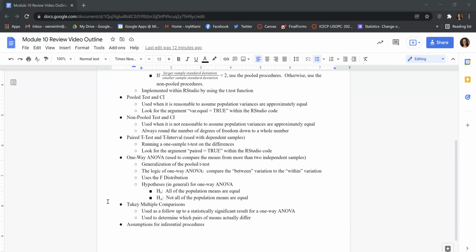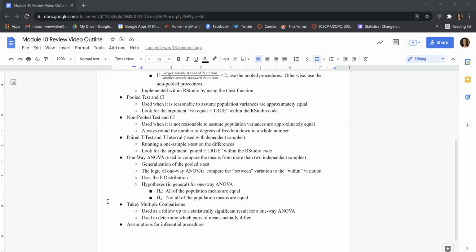Now, what if we want to compare the means from more than two independent samples? Well, fortunately, we have what's called one-way Anova, and that is a generalization of the pooled t-test. It is important that you understand the logic of one-way Anova, the idea that we compare the between variation to the within variation. In other words, there's variation between the sample means, and there's also variation just within the samples themselves due to sampling variability.